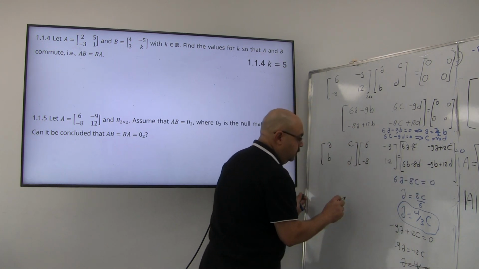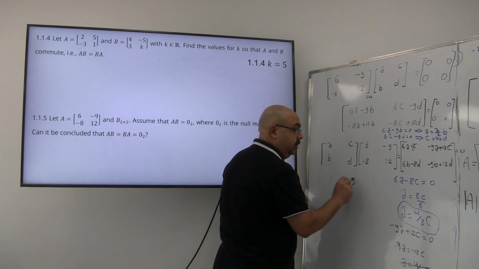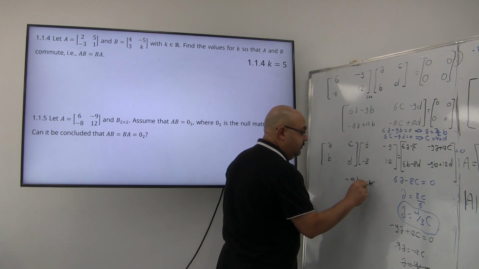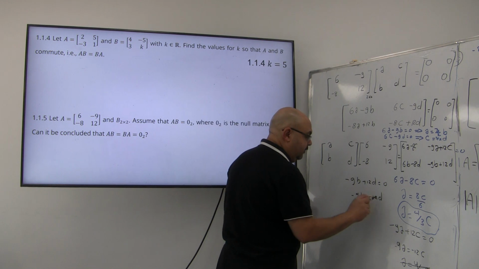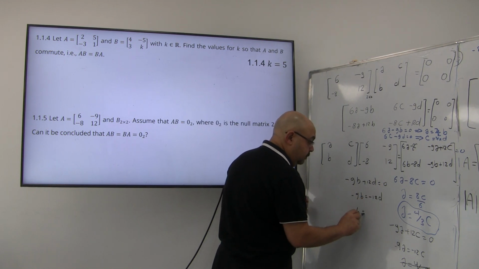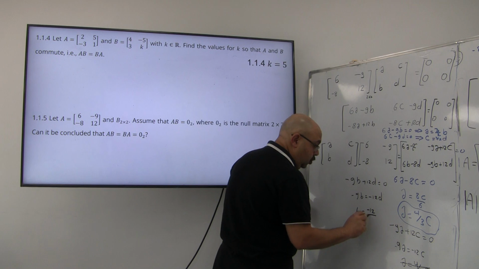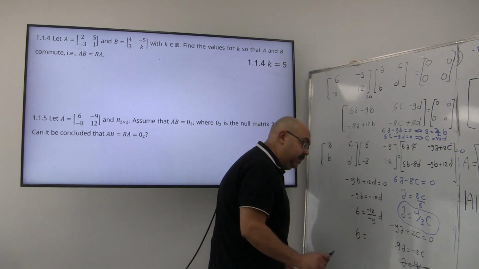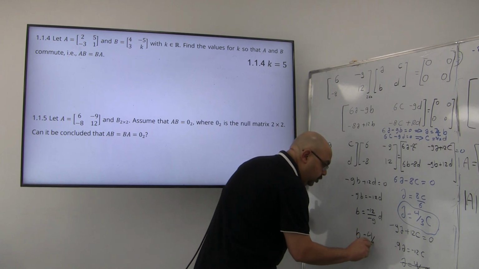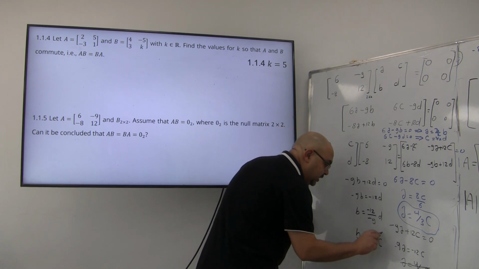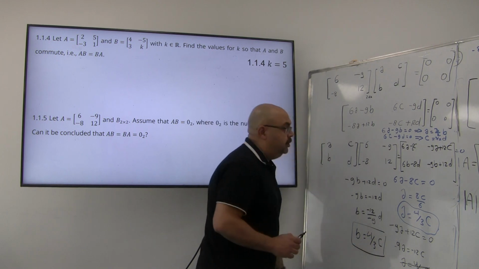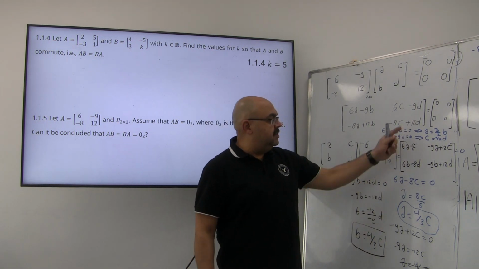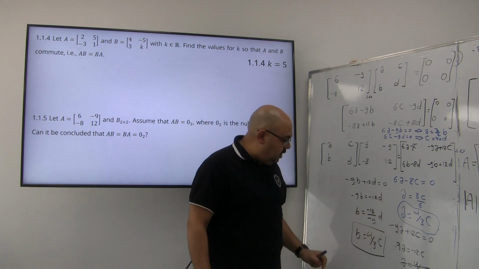Let's take this one too. Negative 9B plus 12D equals 0. That's negative 9B equals negative 12D, divided by negative 3. So B is going to be negative 12 over negative 9 of D, eliminating negative 3, so it's going to be 4 over 3 of C. Now I have a connection between A and B, C and D, A and C, and B and C.